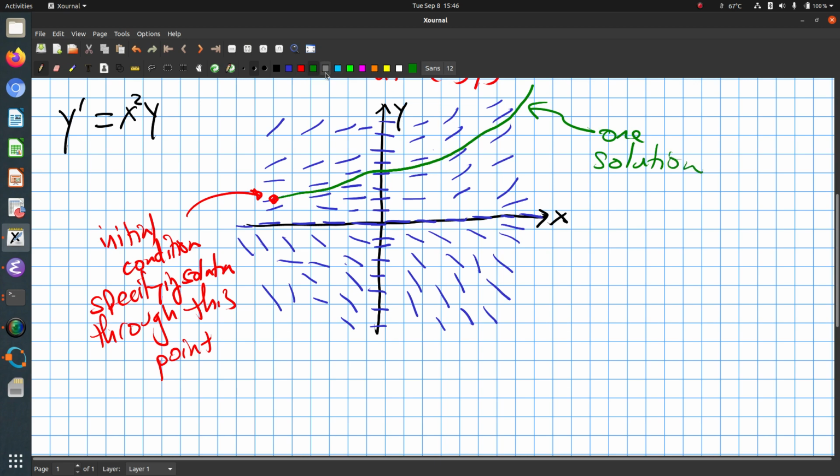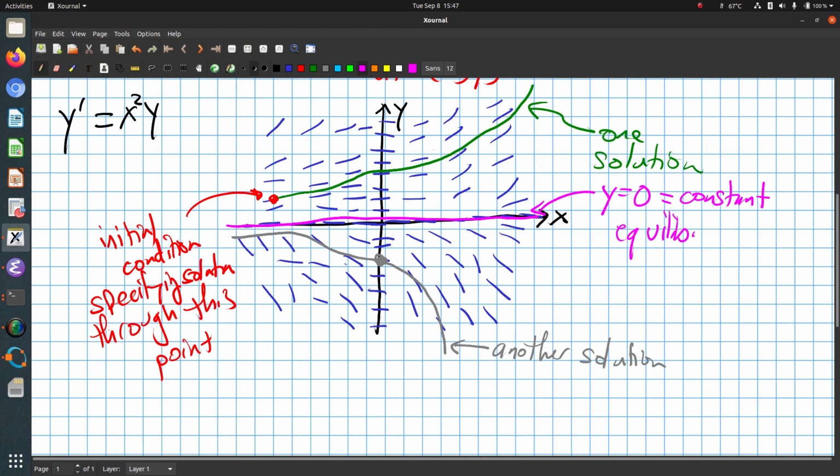Let me draw you another solution. This other solution maybe starts here, and it kind of goes down, and something like that. So here's another solution. One thing you'll notice is that there's a solution that goes right through the middle. The solution that doesn't change, the y equals 0. If you ever have a constant as a solution, that's called an equilibrium.